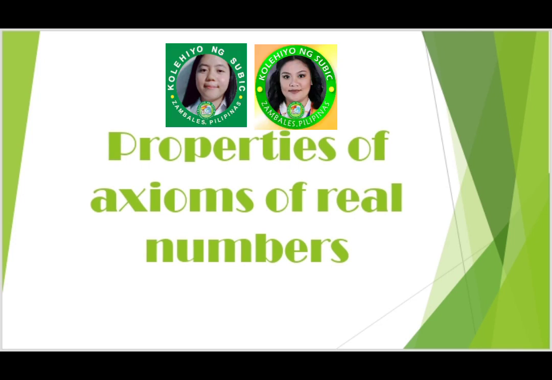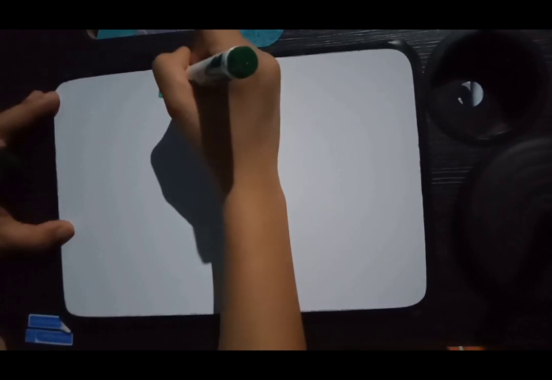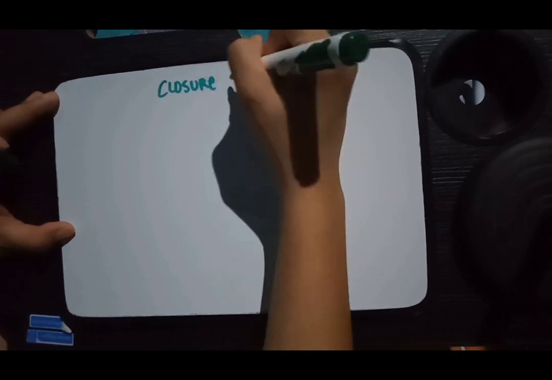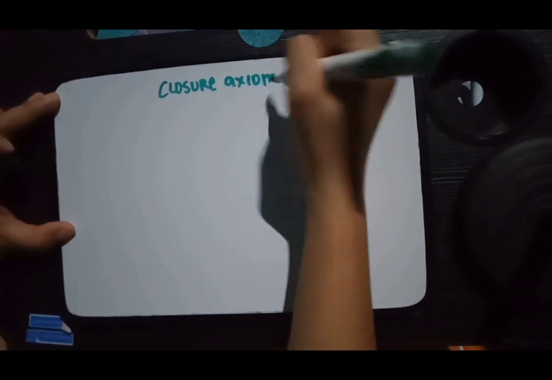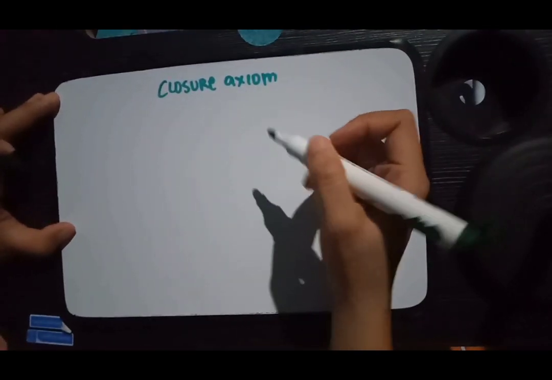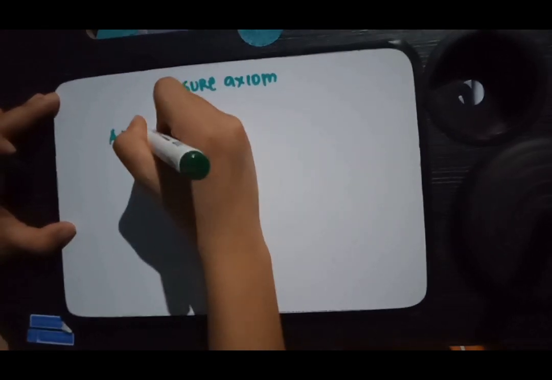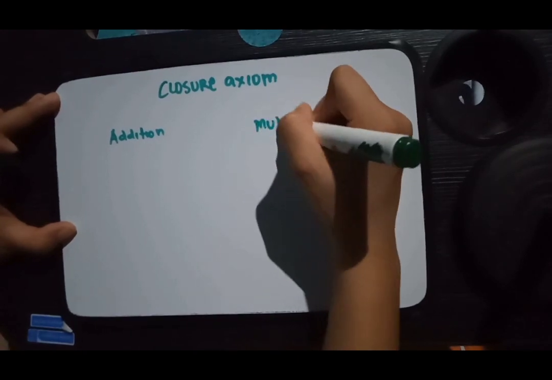We are going to discuss the properties of axioms of real numbers. The first property that I'm going to discuss is the closure axiom. In the closure axiom, we have addition and multiplication.